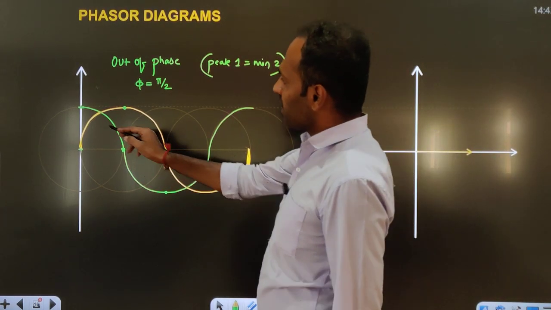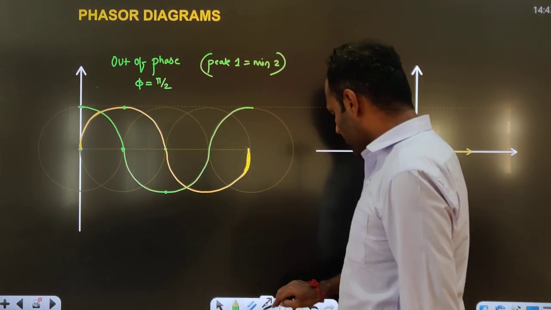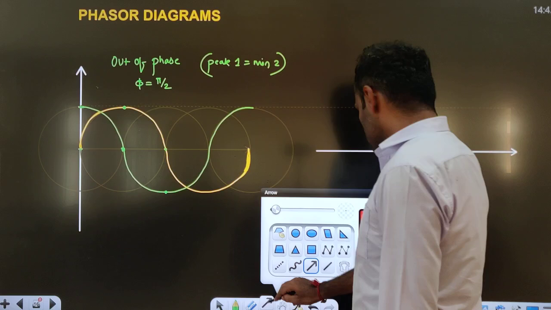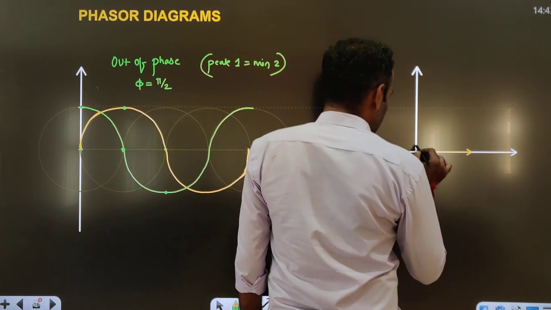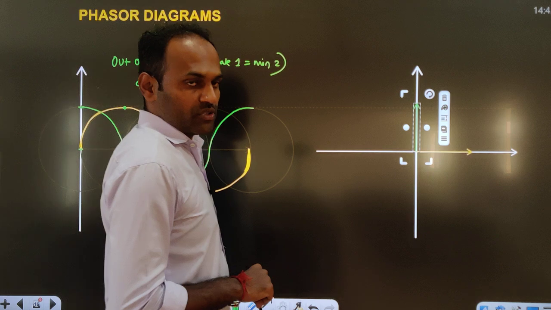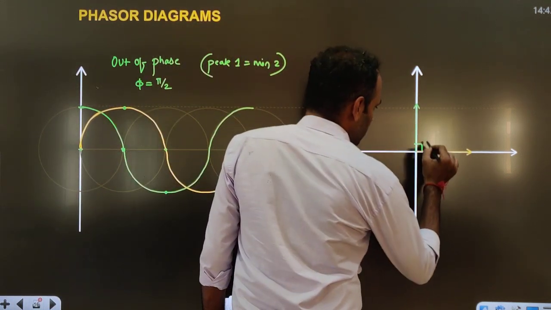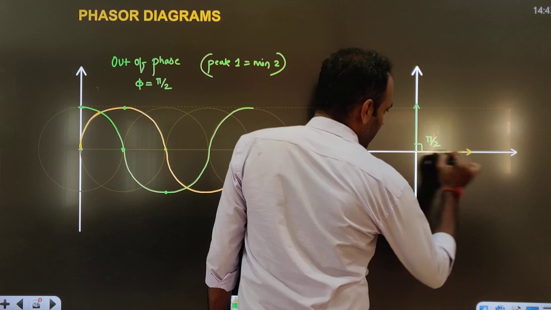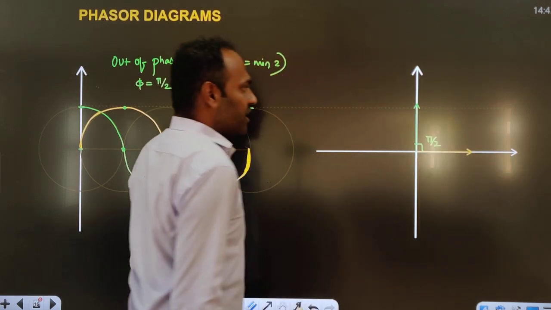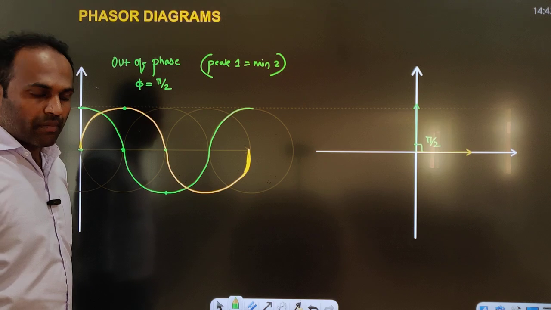Okay, ಈಗ second cycle ನೋಡ್ರಿ, green color cycle, from where it is starting? It is starting from positive y axis, right? So I will show that here. ಅದನ್ನ ಇಲ್ಲಿ ತೋರಿಸ್ತೀನಿ. So this is along positive y axis. So how much is the phase difference here? ನೋಡ್ರಿ, ಎಷ್ಟು phase difference ಇದೆ? The phase difference is 90 degree, right? ಇದು ನಮಗೆ positive x axis ಮೇಲೆ ಇದೆ, ಇದು ನಮಗೆ positive y axis ಮೇಲೆ ಇದೆ. So phase difference is said to be 90 degree.